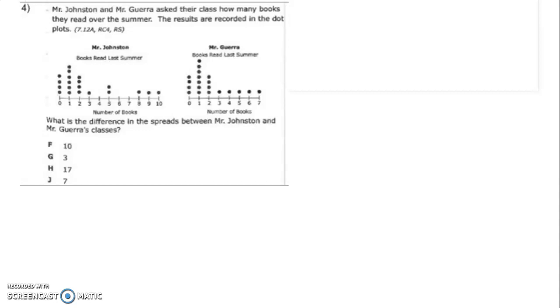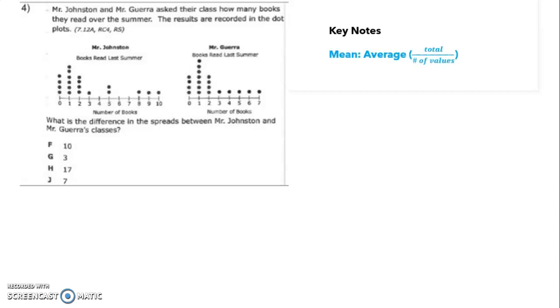Question number 4 states that Mr. Johnston and Mr. Guerra asked their class how many books they read over the summer. The results are recorded in the dot plots. What is the difference in the spreads between Mr. Johnston and Mr. Guerra's class?